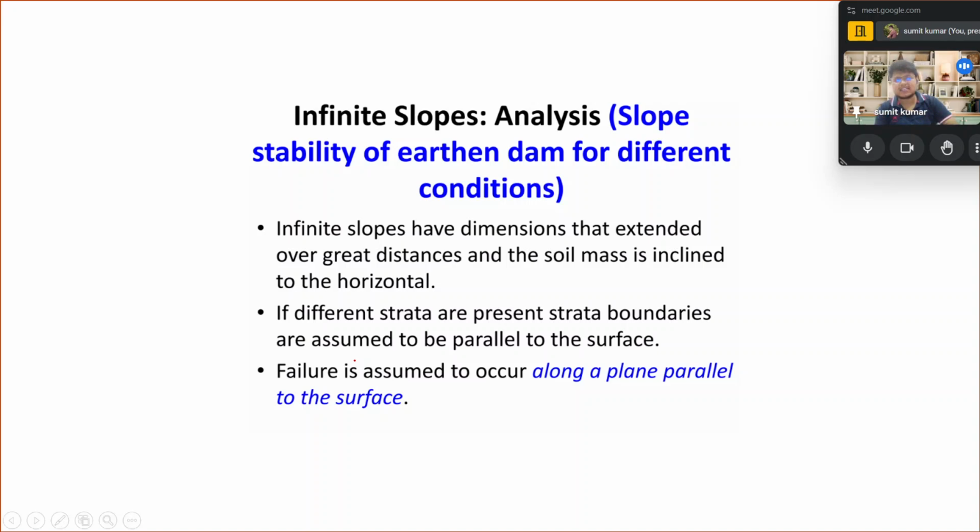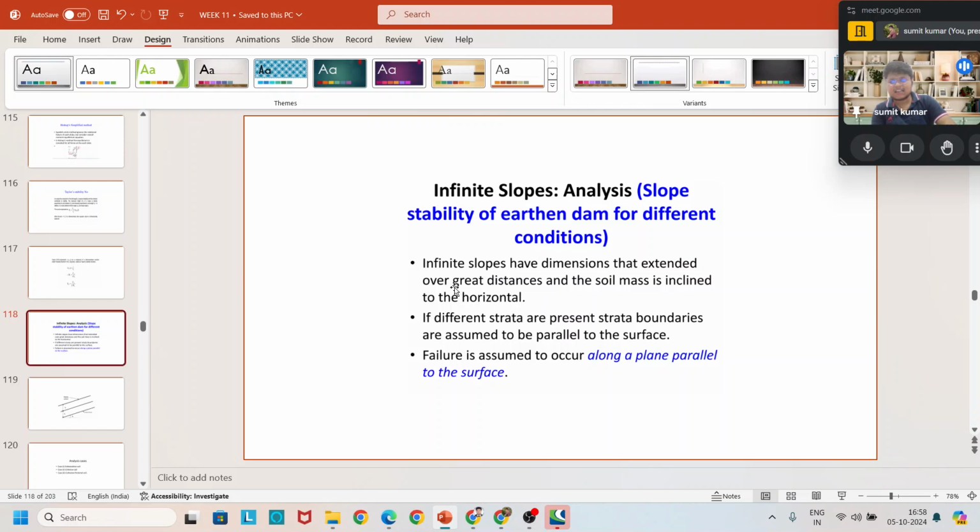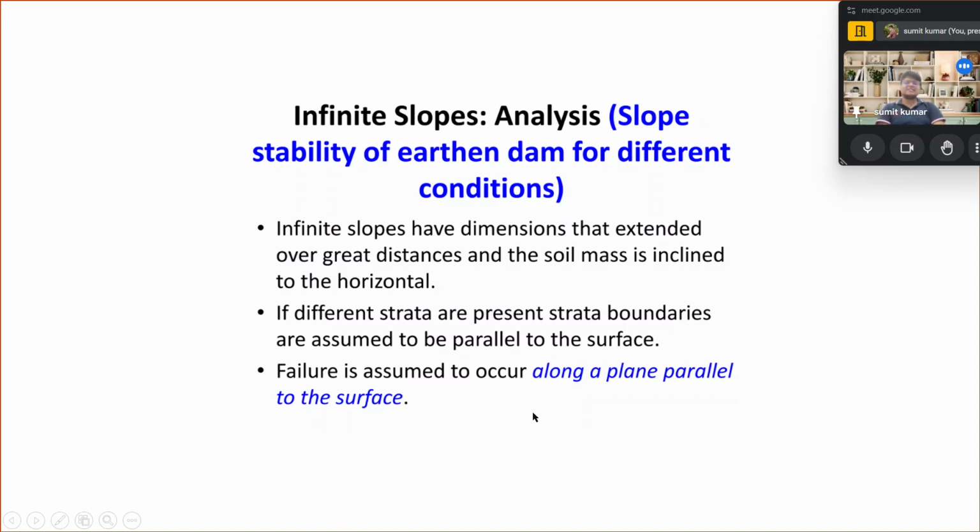Now, we move to the infinite slope analysis. In infinite slope analysis, the slope stability of the earthen dam for different conditions is understood. So in the infinite slope, as I already said, the length is very high and the slope angles are also not too steep. The infinite slopes have dimensions extending over a great distance and the soil mass is inclined to the horizontal.